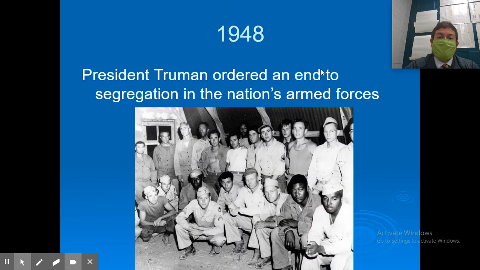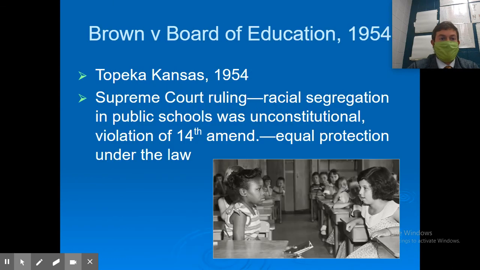So the first time that we really see segregation kind of break down is in 1948. This is from President Truman, and he ordered an end to segregation in the military. Okay? So in the armed forces, there was no longer segregation after 1948. Does not mean that there was no longer discrimination, it's no longer segregation.